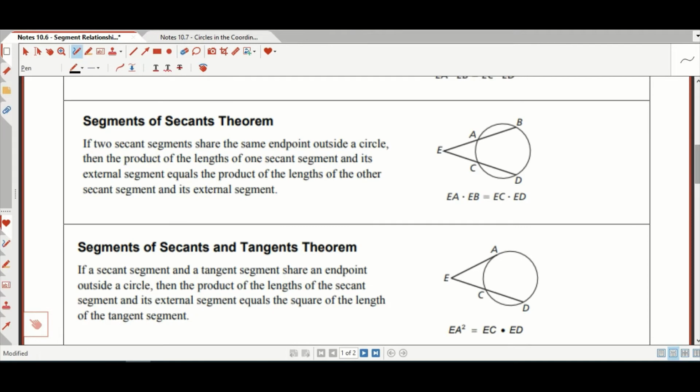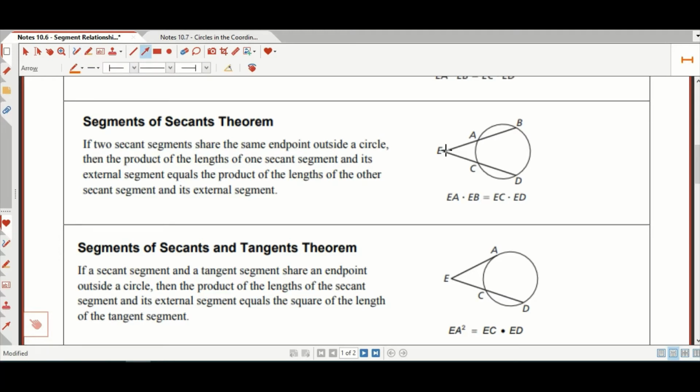The segments of the secant are similar. If two secant segments share the same endpoint outside of a circle, then the product of the lengths of one secant segment and its external segment equals the product of the lengths of the other secant segment and its external segment. That is to say, the external segment multiplied by the secant segment is equal to the other external segment multiplied by its secant segment. That is, EA times EB equals EC times ED.